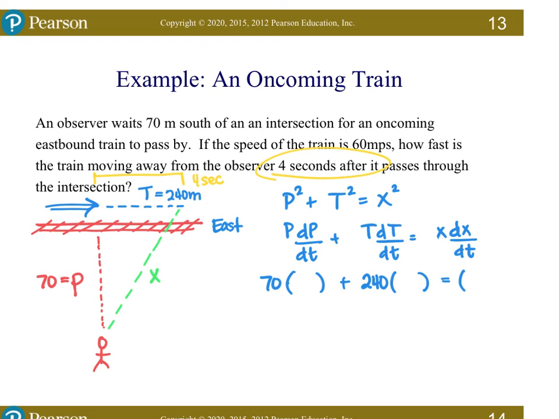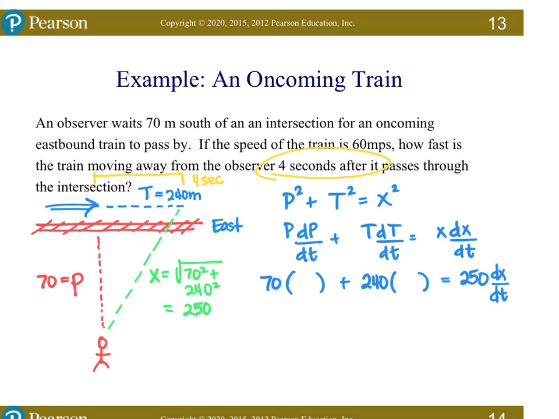So a couple things we should be able to figure out here. We should be able to figure out what x is using a little geometry and the Pythagorean theorem. So x has got to be the square root of 70 squared plus 240 squared, which conveniently works out to 250. All right, so we know that our x value is 250. So I can come back over here and put 250 in for x, and dx dt is the speed at which the distance is changing.